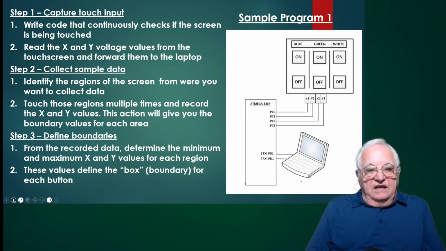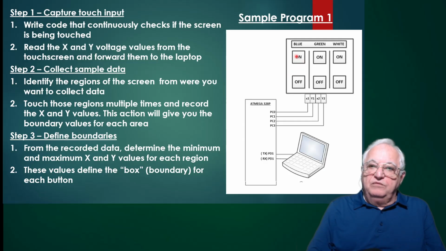Now, at the end of the day, these values define the boundary for each of the buttons. So that's what we want to do at the end of the day: figure out when you press any time within this square, you get the blue light on.